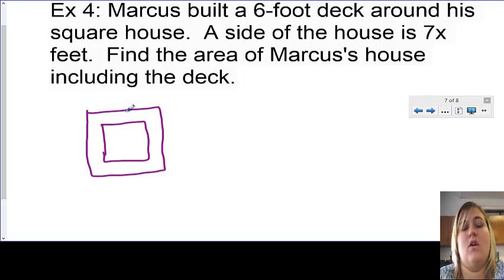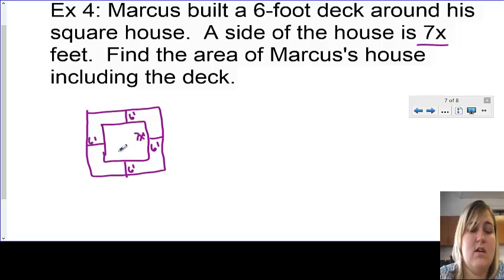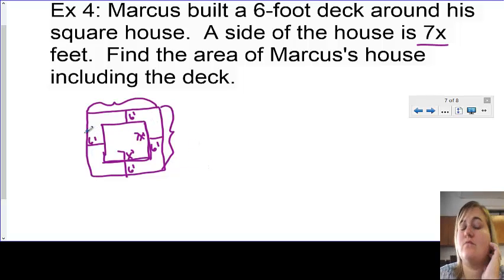Okay, so I know that this distance is 6 feet, this distance is 6 feet, this distance is 6 feet, and this distance is 6 feet. I also know that a side of his house is 7x feet. 7x feet here, 7x feet here. That's talking about this distance and this distance. But I want to know the area of Marcus's house including the deck. So I want to know this distance and this distance so that I can find the area.